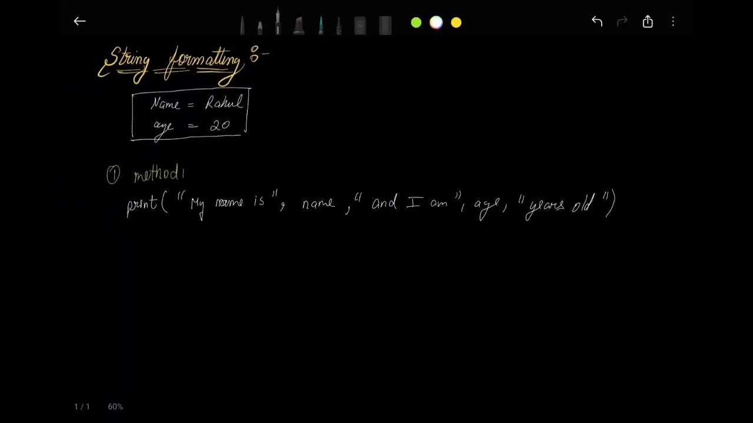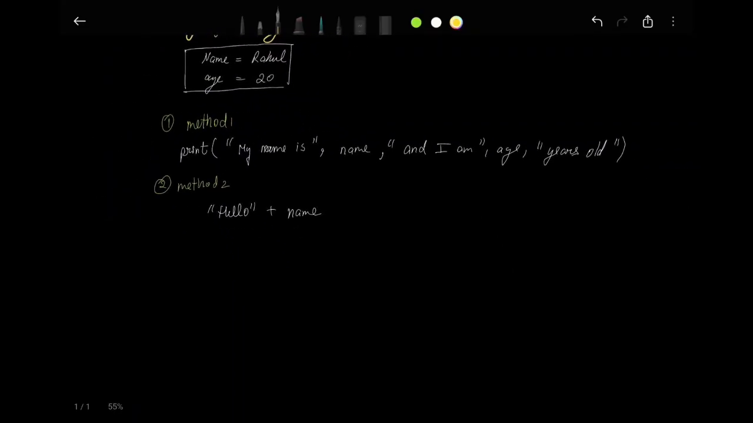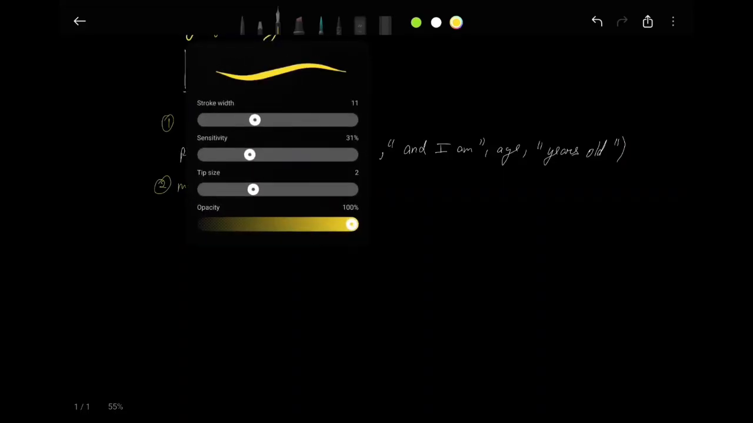We can also use the second method, which uses string concatenation. Method 2. Concatenation means joining strings together. For this we can write hello plus name. Concatenation only works when both values are strings. If one value is an integer, you need to convert it first. But is there an easier way? Yes. Python provides us with special strings called f strings, which is our next topic which we are going to cover in this video.